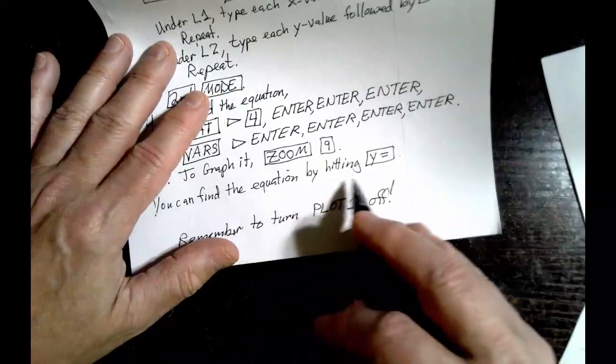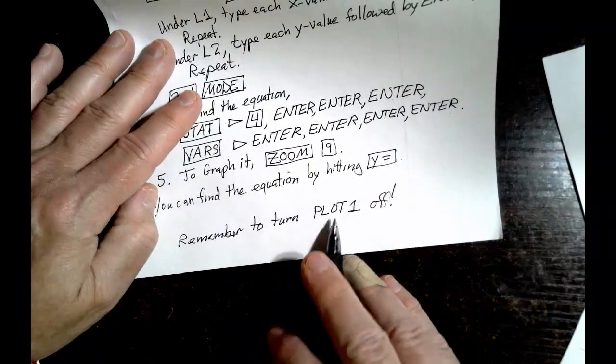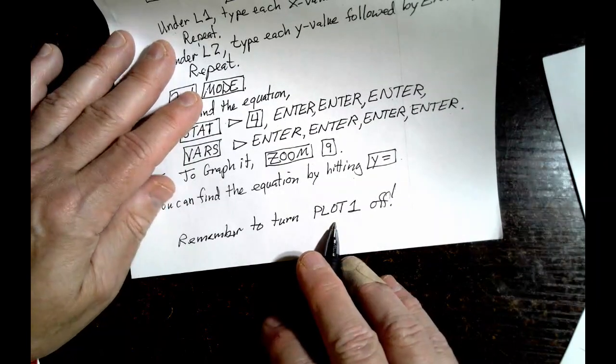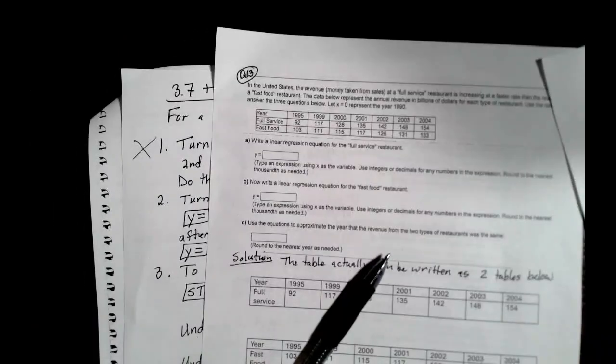And if you want to see what the equation looks like, you just hit y equals. But remember, when you're done doing your regression equation questions out of 3.7 plus section, turn plot 1 off. Otherwise you'll get error messages when you try and do your other problems.